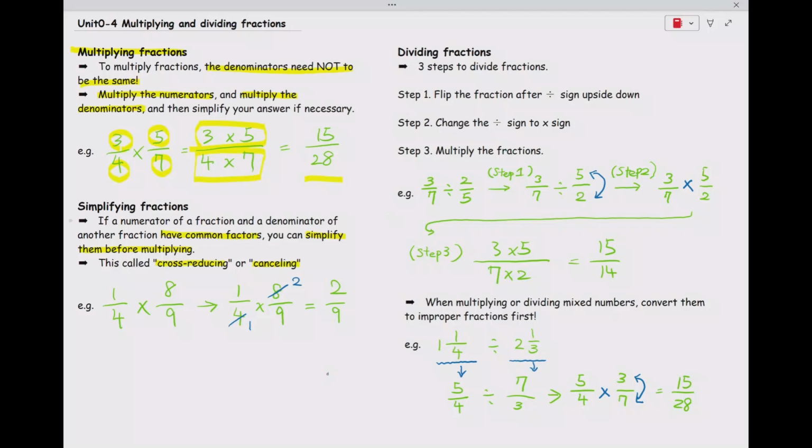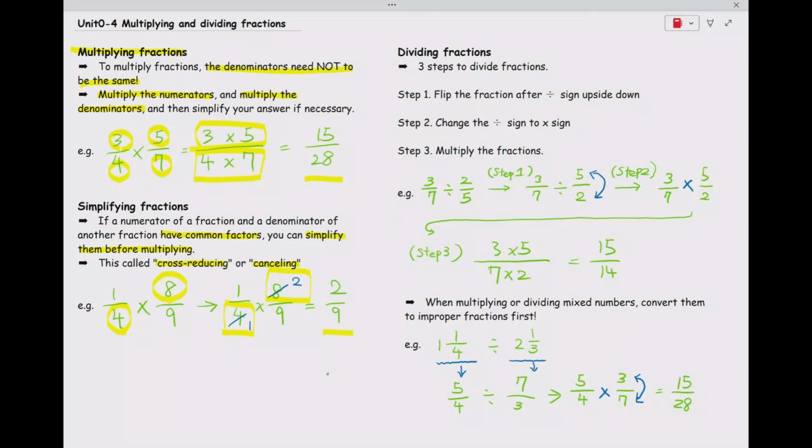1/4 times 8/9 is given. The denominator, 4, and this numerator, 8, have a common factor, which is 4. So, you can cancel them before calculating them. Like this. Then it becomes 1/1 times 2/9, which equals 2/9.